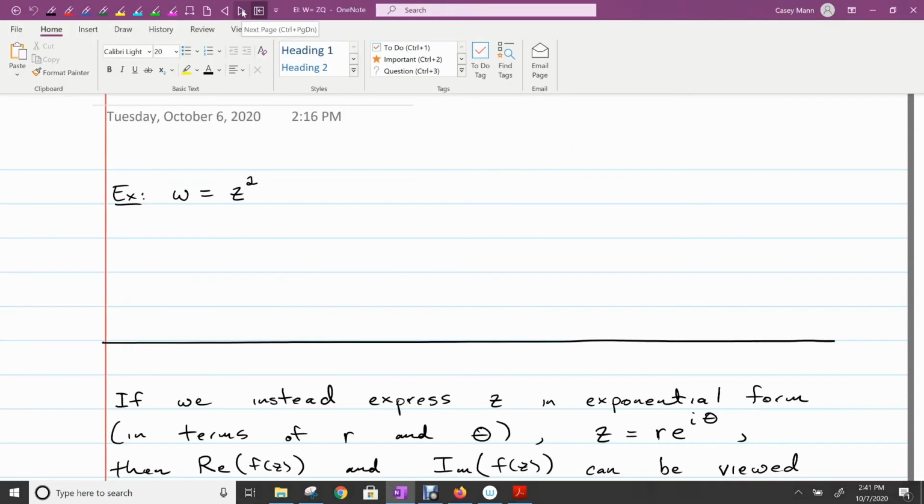For example, let's look at w equals z squared. Now here we're not stating a domain. The domain of definition for this function would naturally be all of the complex numbers. You can square any complex number, so that's your domain.